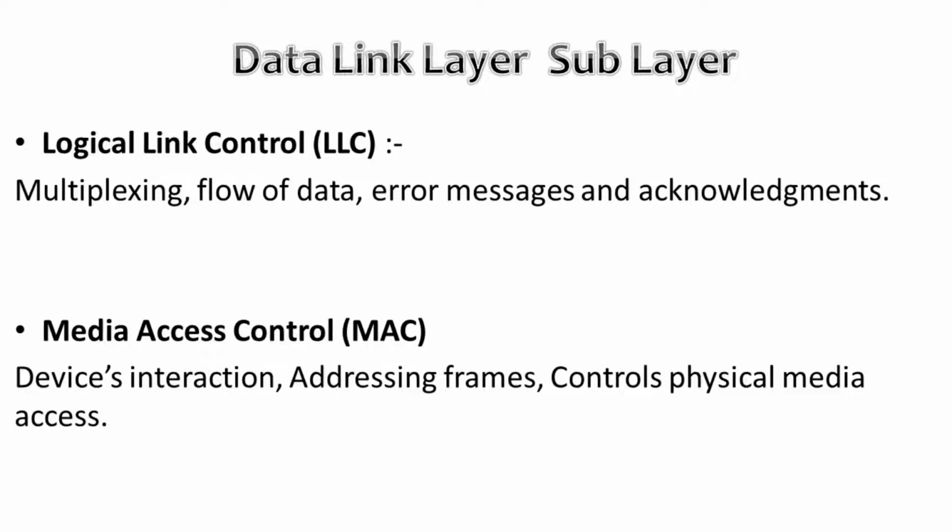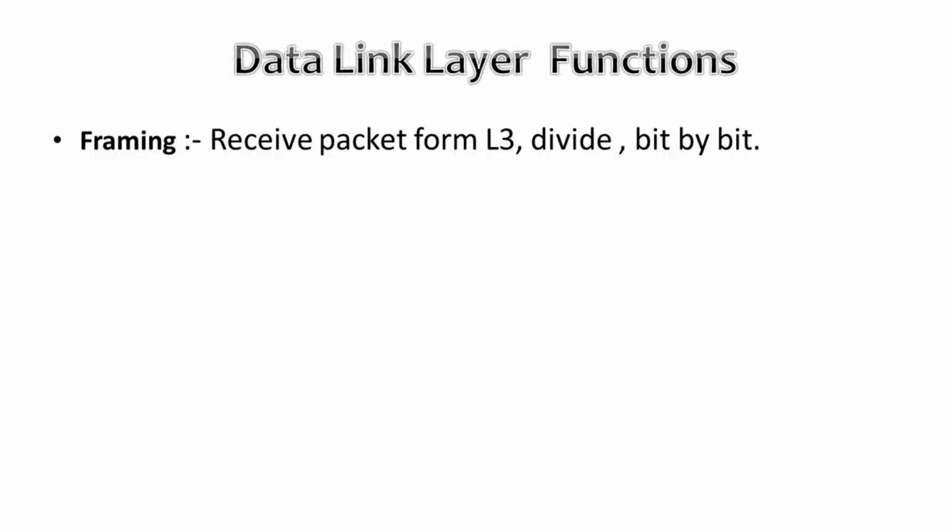Moving on, let's now look into the functions of the data link layer, like framing. The packet received from the network layer is known as a frame in the data link layer. The data link layer receives packets from the network layer and divides them into small frames, then sends each frame to the physical layer.